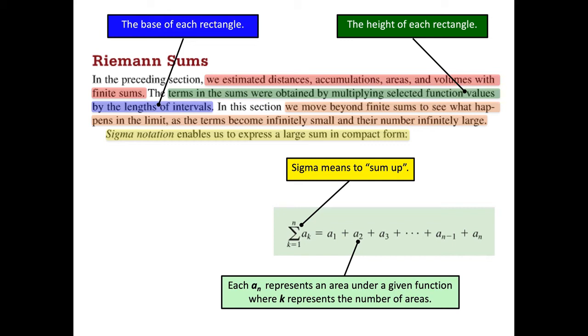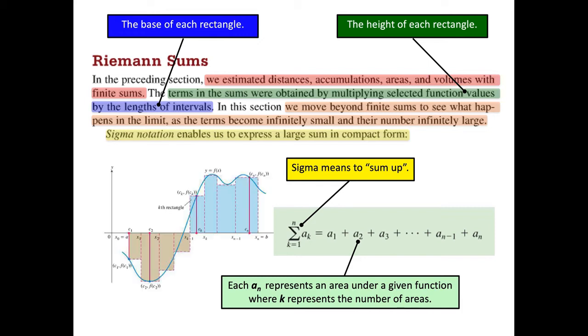The way this would be read is: the sum of a sub k from k equaling 1 to n. Each of those little a sub k's are just all the different areas under some function. The k is just telling you how many you're going to do. It tells you to start at 1, and n tells you where to stop. This could be a picture to help illustrate this summation here.